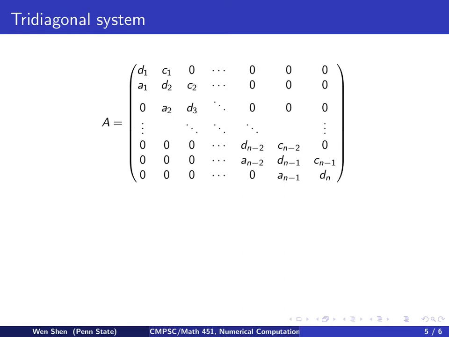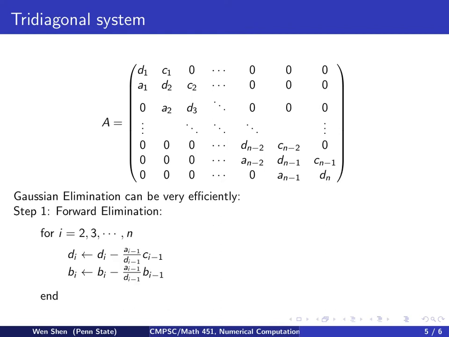Let's take a look at a special system called the tridiagonal system. That's a system where your A matrix has only non-zero entries along the three diagonal lines, namely the diagonal, the lower diagonal, and the upper diagonal. These systems come up in many practical applications, and we have seen one when we studied the natural cubic spline, where we end up solving a system with a tridiagonal matrix.